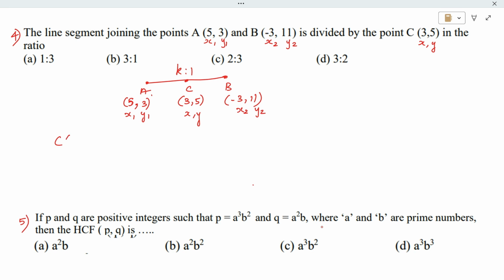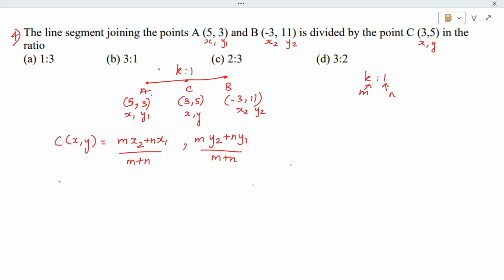Okay, now I am going to use the section formula. C x comma y is equal to mx2 plus nx1 by m plus n, and my2 plus ny1 by m plus n. So k is to 1, where m is k and n is 1. I'm going to substitute all the values here.